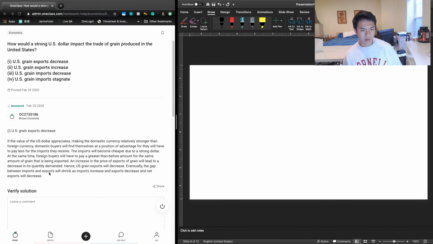At the same time, foreign buyers will have to pay a greater than before amount for the same amount of grain that is being exported. An increase in the price of exports of grain will lead to a decrease in its quantity demanded. Hence, US grain exports will decrease. Eventually, the gap between imports and exports will shrink as imports increase and exports decrease, and net exports will decrease.